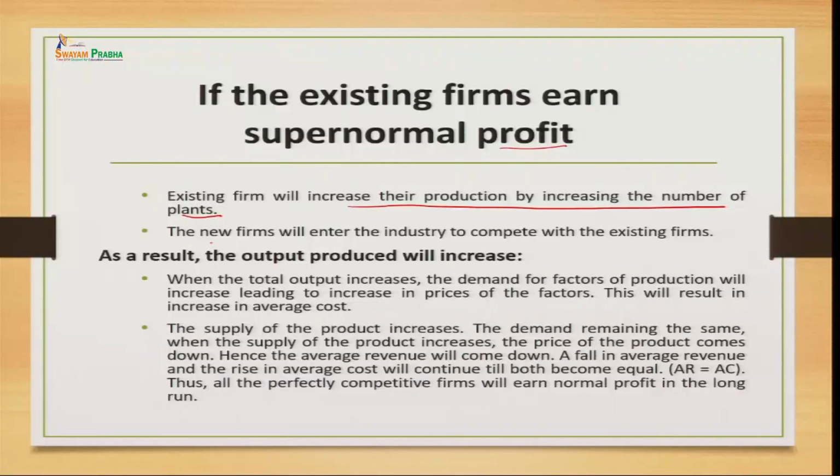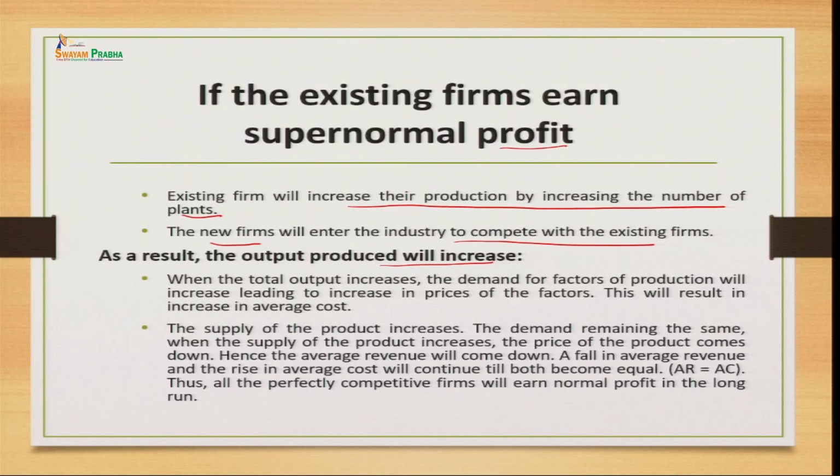And what will happen? This will also attract new suppliers to the industry, because if in any industry people are earning supernormal profit and there is a scope, there is a demand in the market, then definitely new firms will enter into the industry and they will compete with the existing firms. Now, because of this, what will happen? As a result, the output produced will increase, because the existing firms earning supernormal profit have increased their production and new suppliers were also added to the industry. So, they have also started their production.